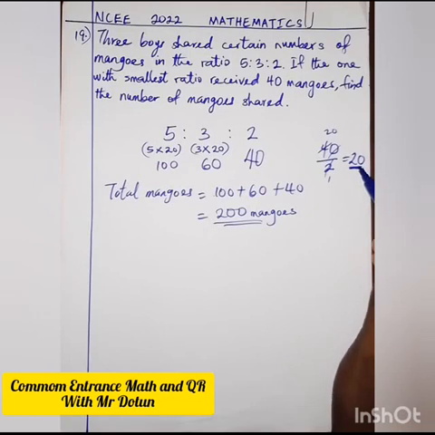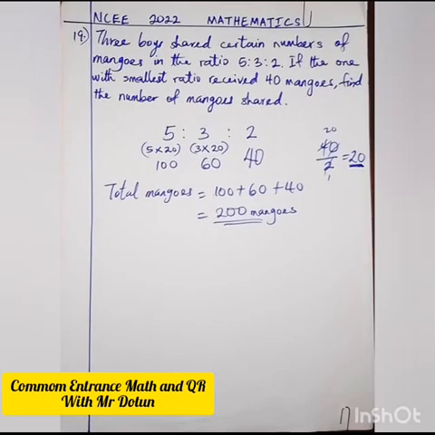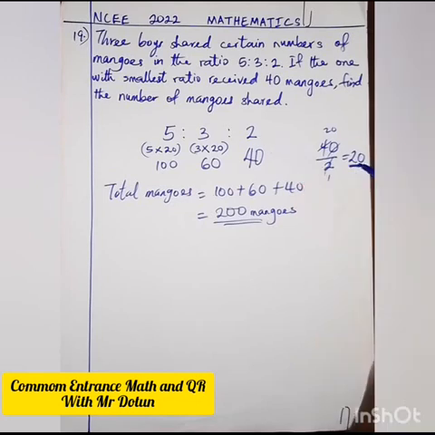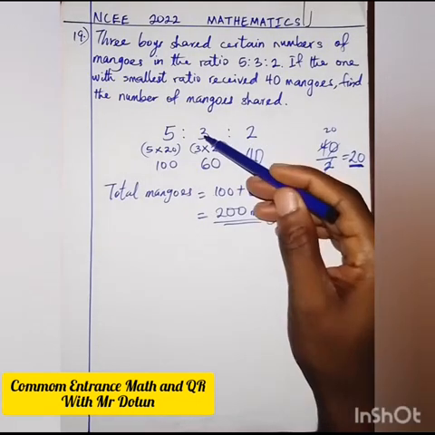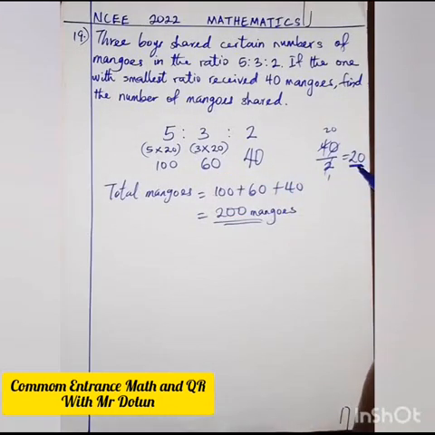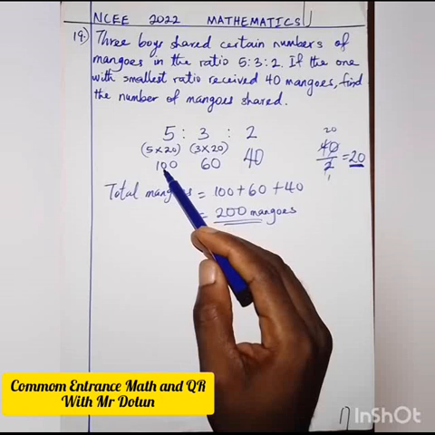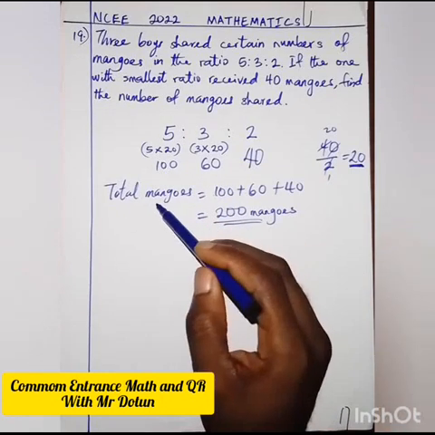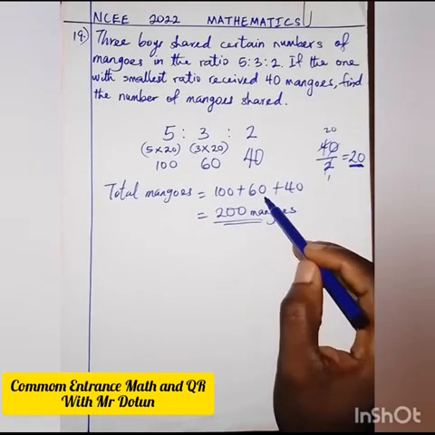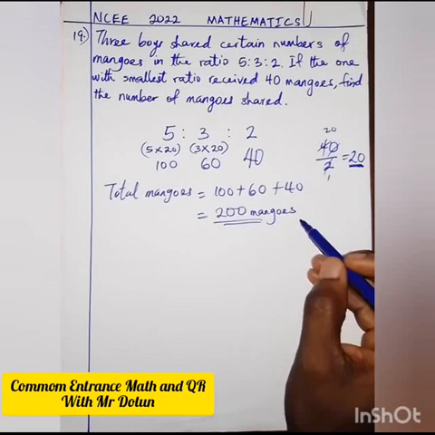With this 20, we know the number of each share of this ratio. That means they've shared it equally into 20 parts. The person with 2 gets 2 times 20, which is 40. The person with 3 gets 3 times 20, which is 60. The person with 5 gets 5 times 20, which is 100. To know the total mangoes, we add all of them together: 100 plus 60 plus 40 gives us 200 mangoes.